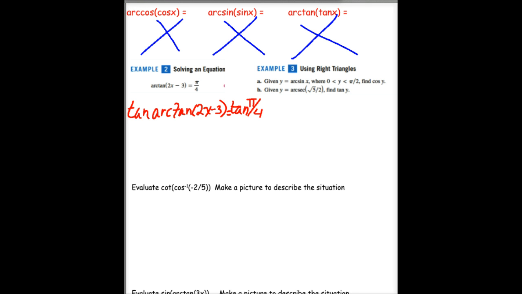Well, and you can do that in your head. I know I just wrote that one out, but tan and arctan undo each other. So I've got 2x minus 3, and we should know tan pi fourths without any kind of a hassle, right? What's tan pi fourths? 1, right? And then it just becomes a two-step algebra equation. Add 3, divide by 2, and I'm done.